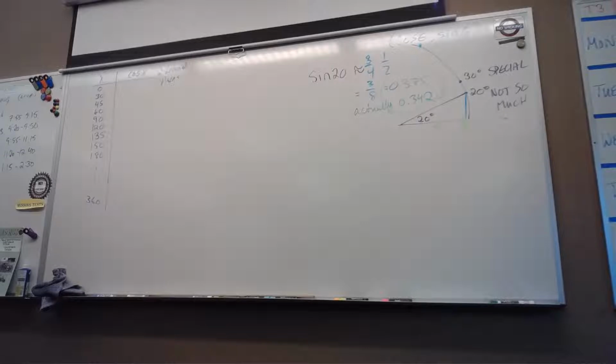Hey, Megan, you did it wrong. What's the cosine of 90? 0. Yeah, but you plotted it up to here. 1. Oh, oopsies, that's my bad. Then what's the cosine of 120? Negative. There you go.